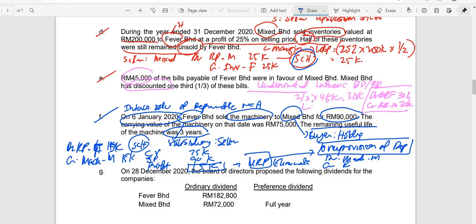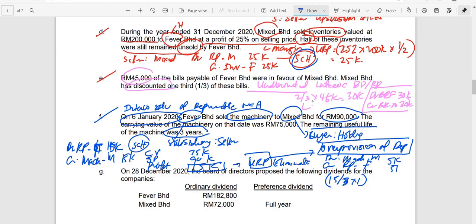So credit the retained profit of the seller. Seller here is FAR. How much? That would be just easy, 15. So I will be doing it here. 15 divided by remaining useful life was 3 times 1, because that happens in the same year, so for 1 year. So that will give you the 5K.